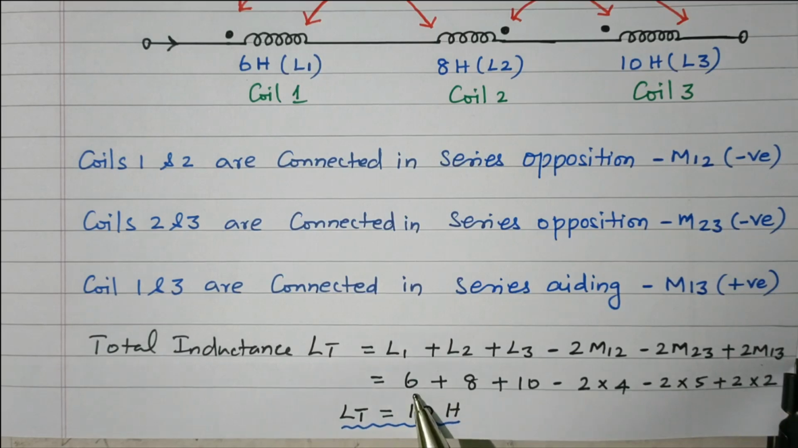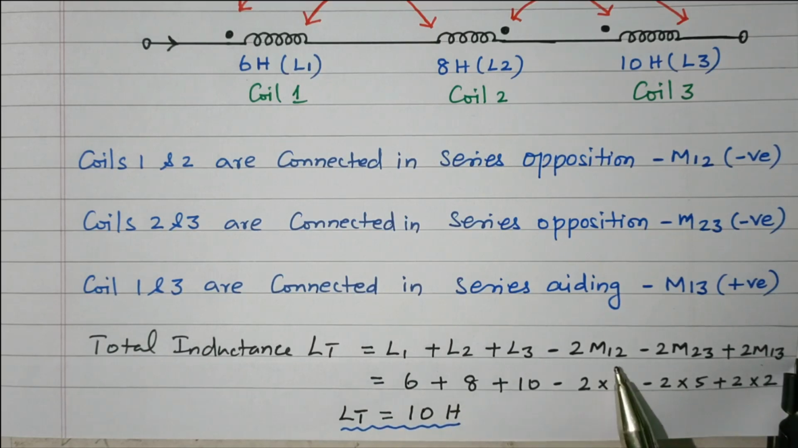So the L1 value is 6 Henry, L2 is 8 Henry, L3 is 10 Henry, minus 2 into M12, which is 4 Henry, minus 2 into M23, which is 5 Henry, plus 2 into M13, which is 2 Henry, right? So by simplification we got 10 Henry. After simplification we got 10 Henry. So the resultant total inductance of this combination is 10 Henry.